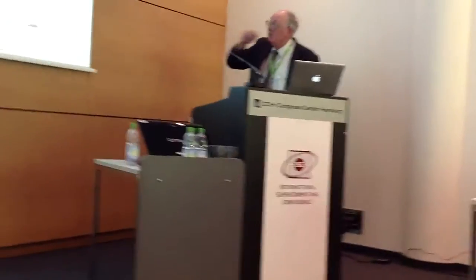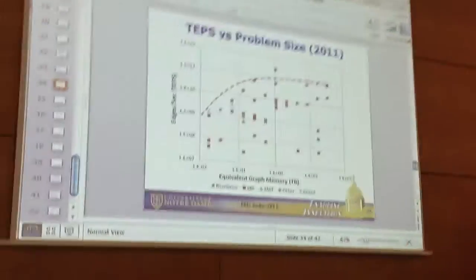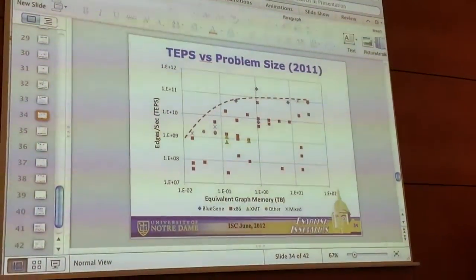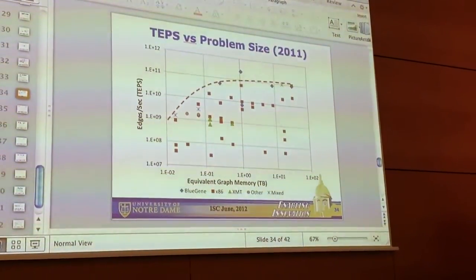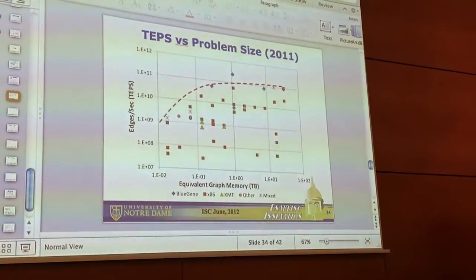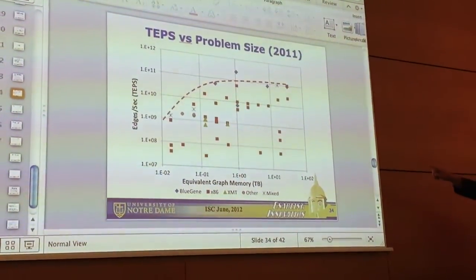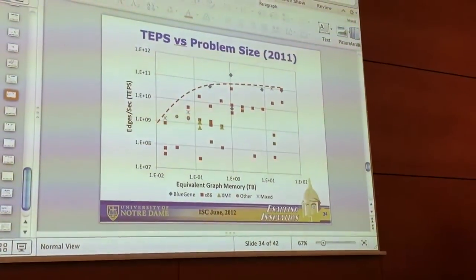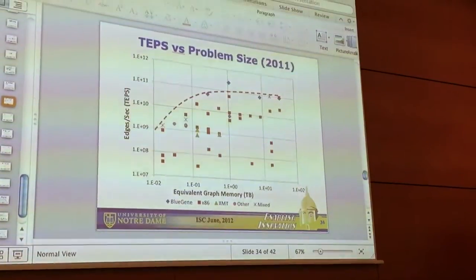Okay, this was an interesting graph from the 2011 data, with graph size down at the bottom in equivalent terabytes, where at that point the equivalent terabytes was assumed to be about 280 bytes times the number of edges, because that was about the average of the reference implementation. And what was important here was that the performance looked like it was flattening as we increased the problem size.